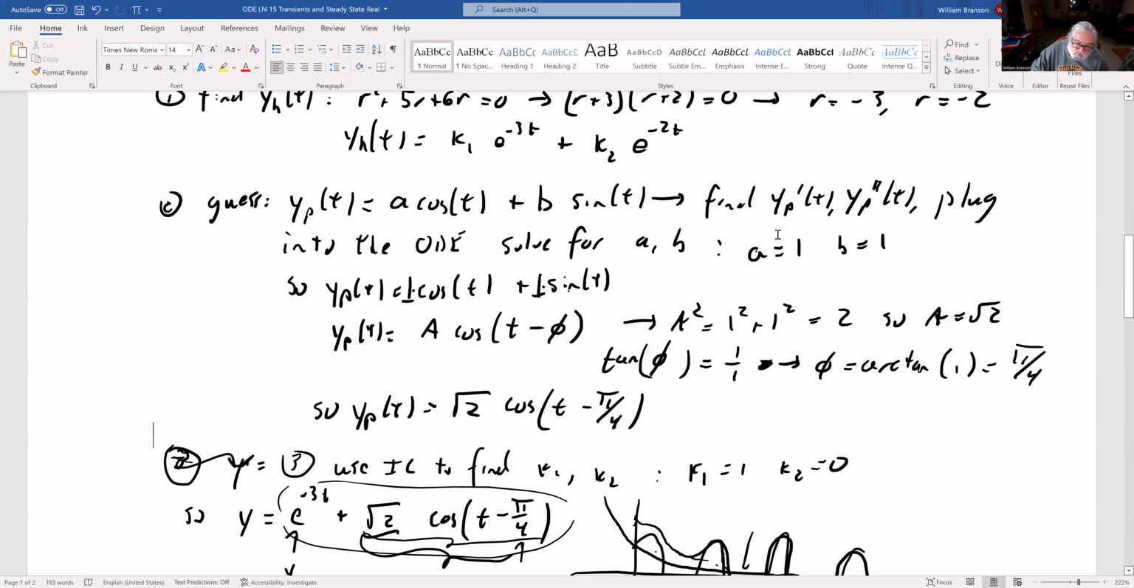So particular solution and homogeneous solution are important concepts in this. The particular solution is the steady state. It's what you see after a very short time. The homogeneous solution is a transient. It dies out very quickly.